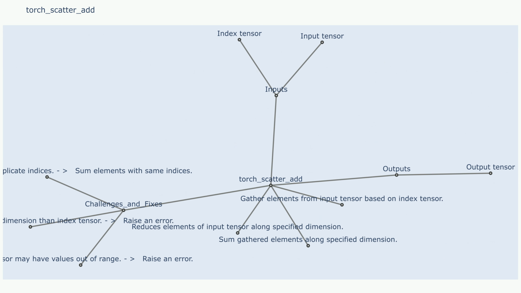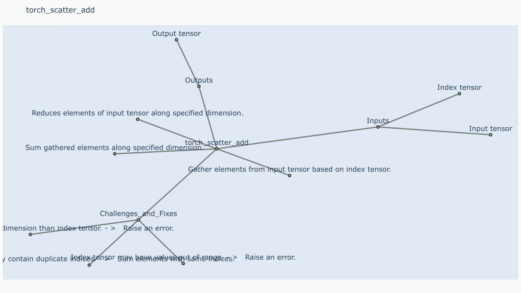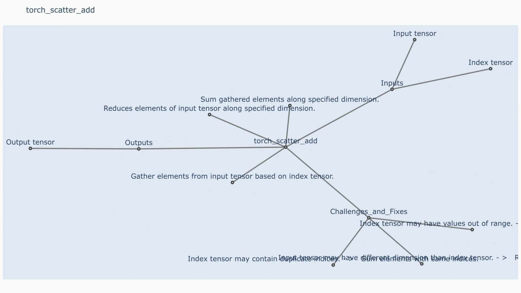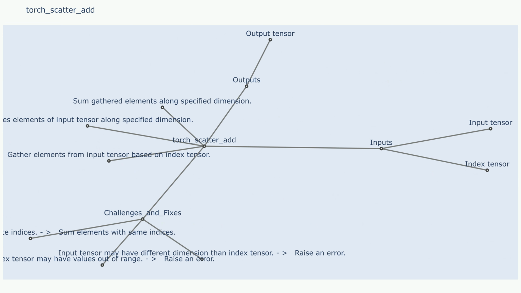Steps. Step 1, the function iterates through the elements of SRC and index. Step 2, for each element in SRC, it obtains the corresponding index from index. Step 3, it accumulates the value from SRC into the specified location in out based on the index. Step 4, the accumulation is performed based on the specified reduction operation.